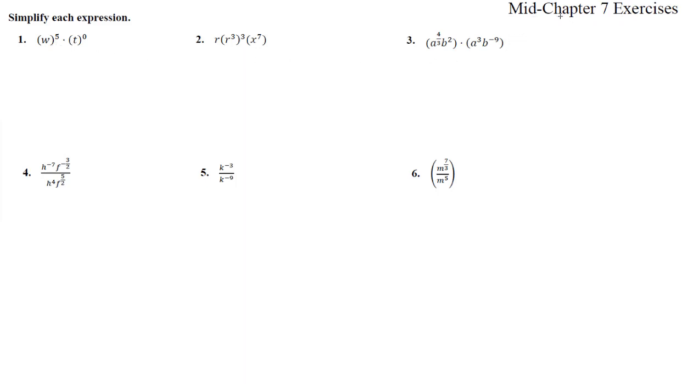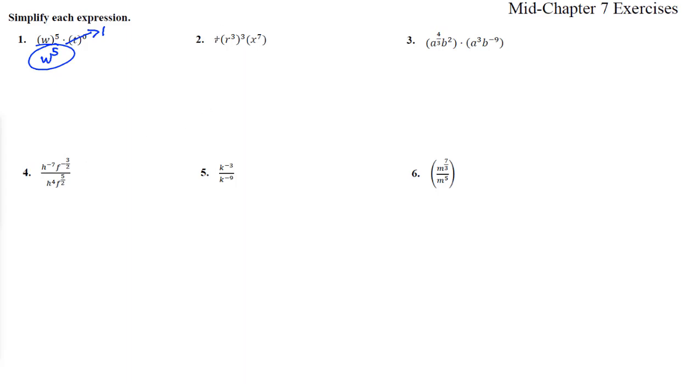Here we are in mid-chapter 7 exercises with numbers 1 through 6. Simplify each expression, and we're seeing here exponents. We're going to use the rules of exponents. Here we have w to the fifth. That's just w to the fifth times t to the 0. Anything to the 0 is 1. So we have 1 w to the fifth. And that does that problem.